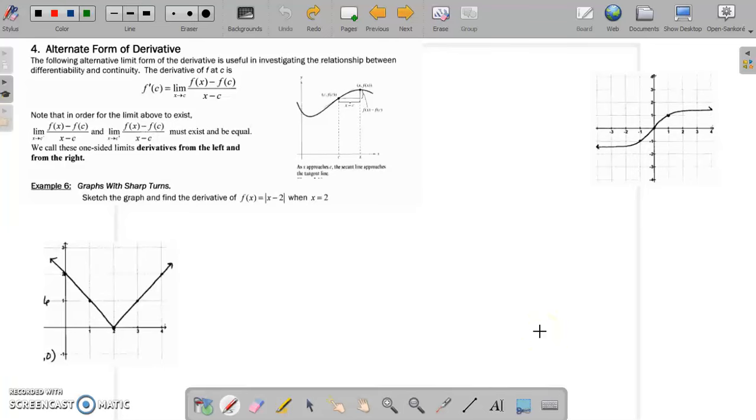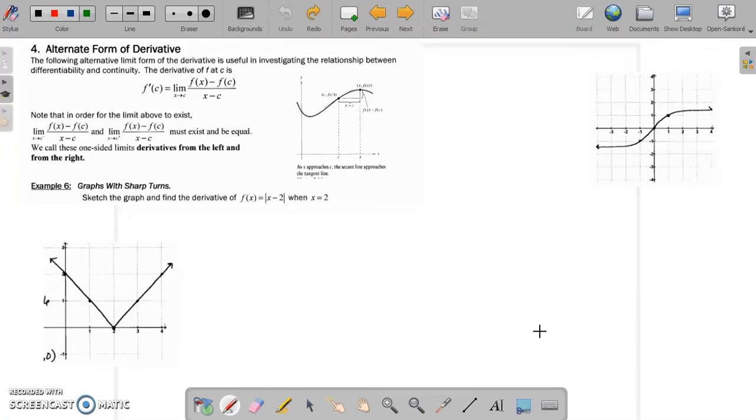This is video number 2 for section 2.1. I just want to talk a little bit about when a derivative does not exist, like what's happening when that occurs. Okay, so when a derivative doesn't exist, there are two things that can happen.